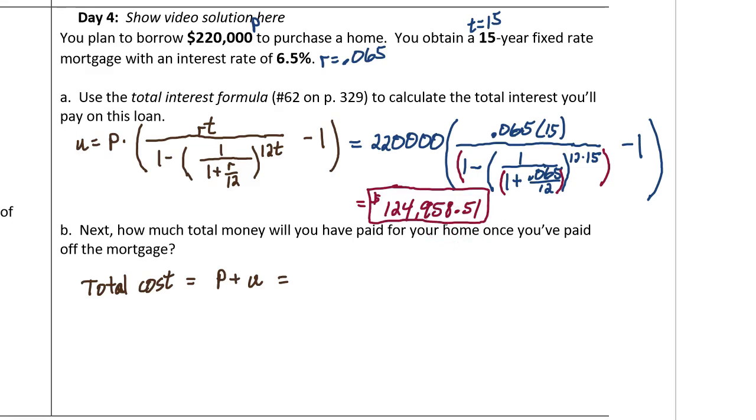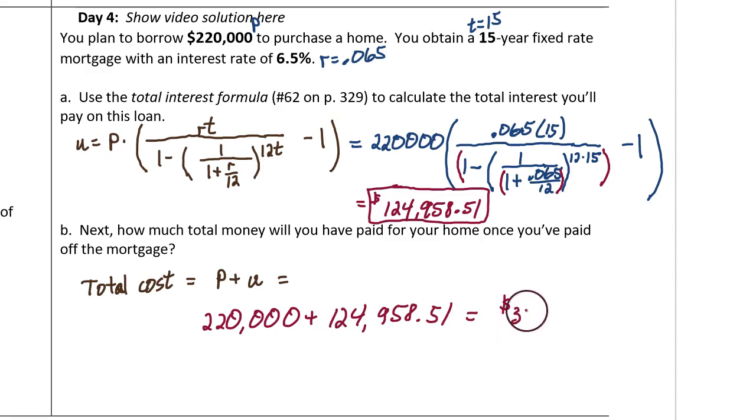Now question B, so then how much total money did you pay for your home? The total cost of your home is the principal plus the interest. So we need to take the $220,000 that you borrowed and add the $124,958.51. That means that our home cost us $344,958.51.